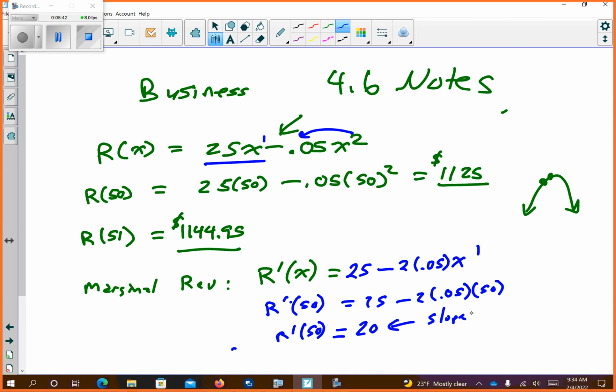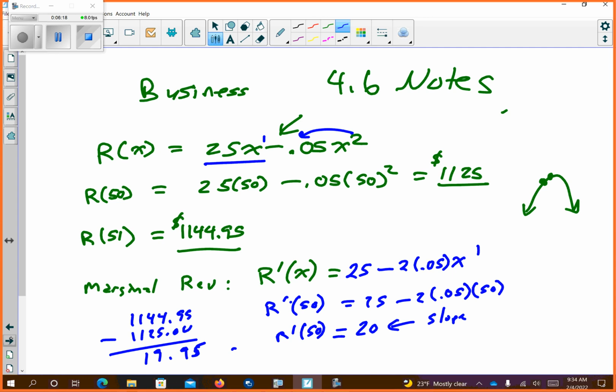And then we already talked about what it is. What is the difference between R of 51 minus R of 50? Well, it's 1144.95 minus 1125.00. Just do simple subtraction. So that's 0.95. That's a 9. That's a 1. So 19.95. So basically, at that particular level, the increase from one to the next means you're looking at making an extra $19.95. Okay, that's not always the same.